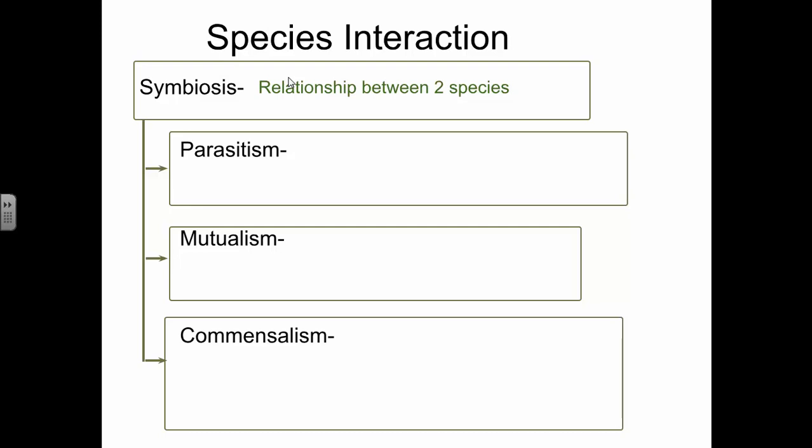And this is when two species have a close relationship. Often it's when one lives in or on another, or interacts very closely with it. Like those fish on sharks? Yeah, we'll talk about a bunch of examples. And so the three types of symbiotic relationships we'll mention are parasitism, mutualism, and commensalism. So the one you're probably familiar with is parasitism.